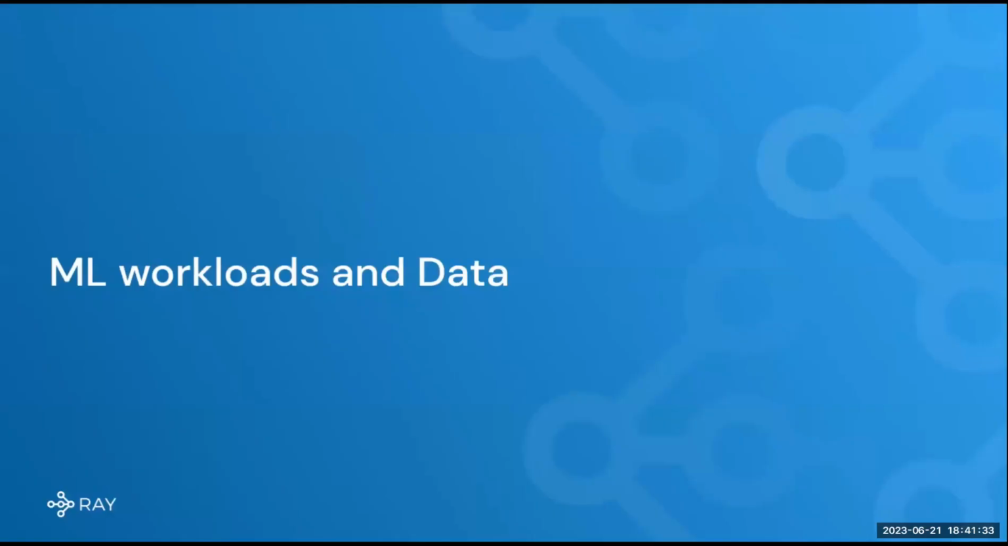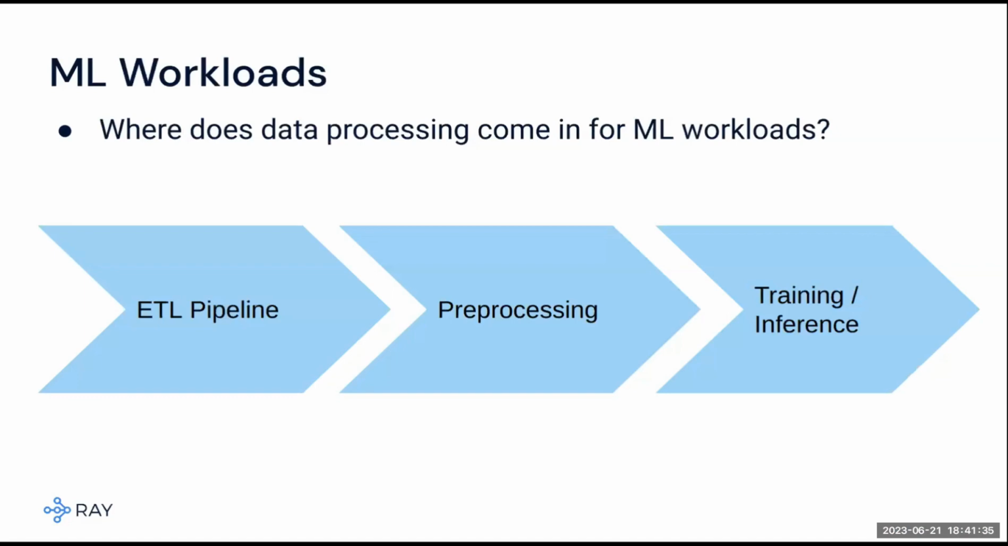Yeah, so let's dive into ML workloads and data. At a very high level, data processing comes into ML workloads in a pipeline of three steps. First, you have the problem of just organizing your data in the first place. In industry, this is known as the ETL step, where you take raw data and organize it into a bunch of tables, maybe in your data warehouse and so on. You need to do this before you're even ready for ML training.